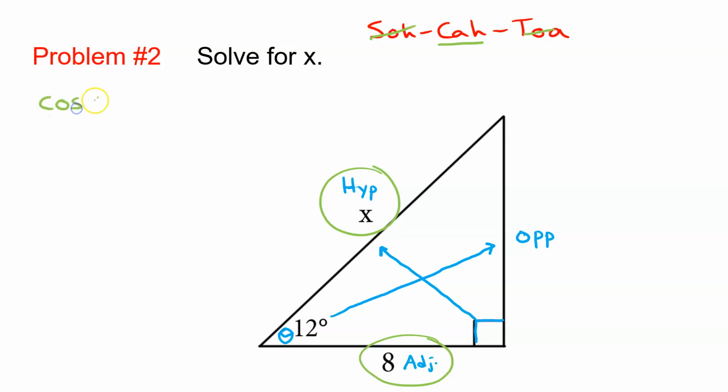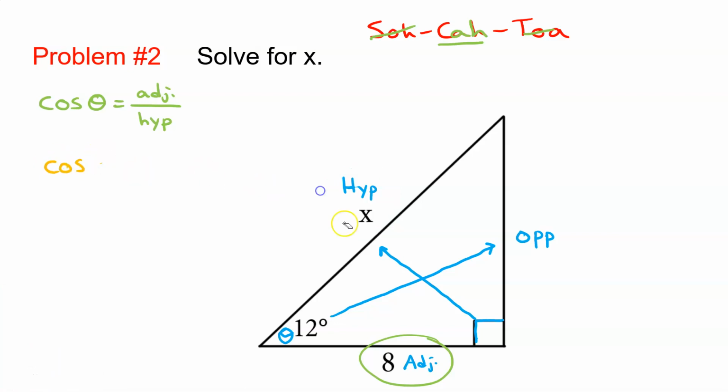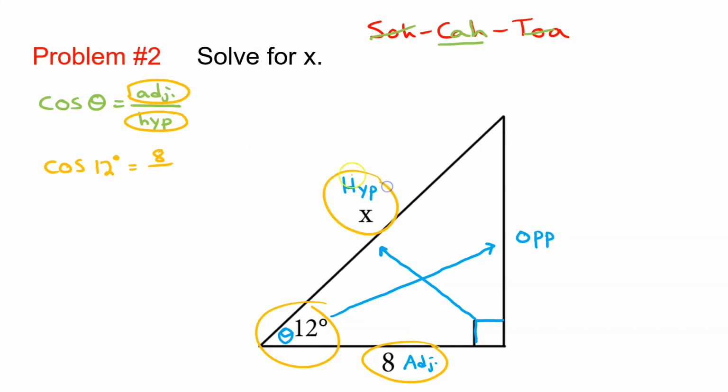That is saying cosine of theta is equal to A, which is your adjacent, over H, which is your hypotenuse. Fill in everything that you know. Cosine of no longer theta, I actually know theta. Cosine of theta, which is 12 degrees, is equal to my adjacent side, which is 8, over my hypotenuse, which is x.